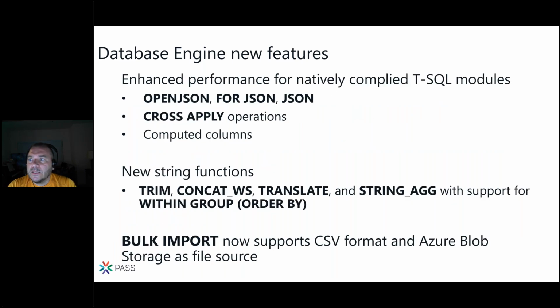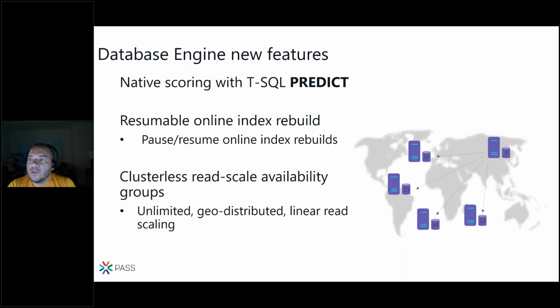We also enhanced performance of natively compiled T-SQL modules. We now have support for OPENJSON, JSON, and CROSS APPLY operations and computed columns. We added some new string functions like TRIM, CONCAT_WS, TRANSLATE, and STRING_AGG aggregate with support for WITHIN GROUP ORDER BY. And bulk import now supports CSV format files and Azure Blob storage as file source. So lots of investments over there as well.